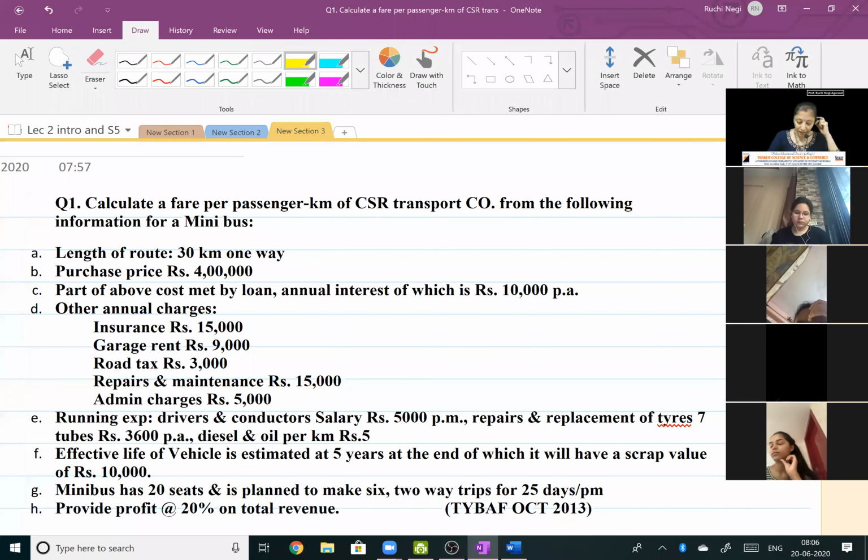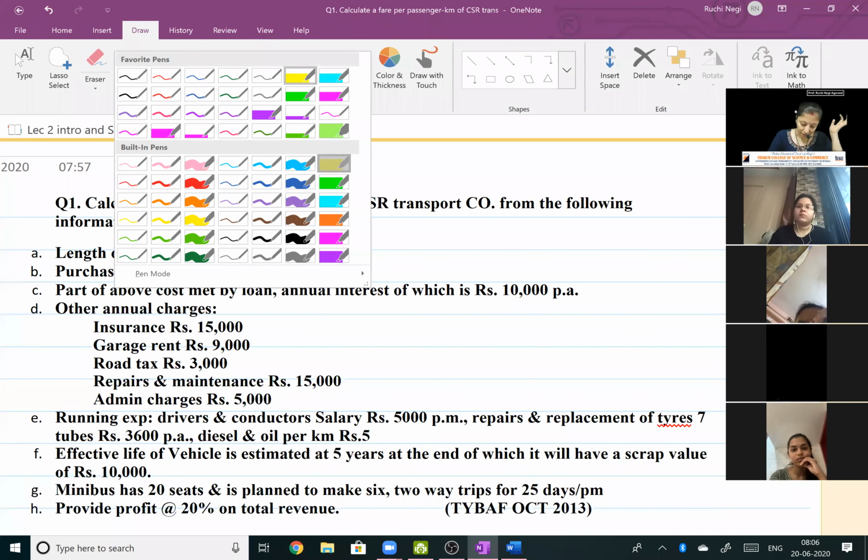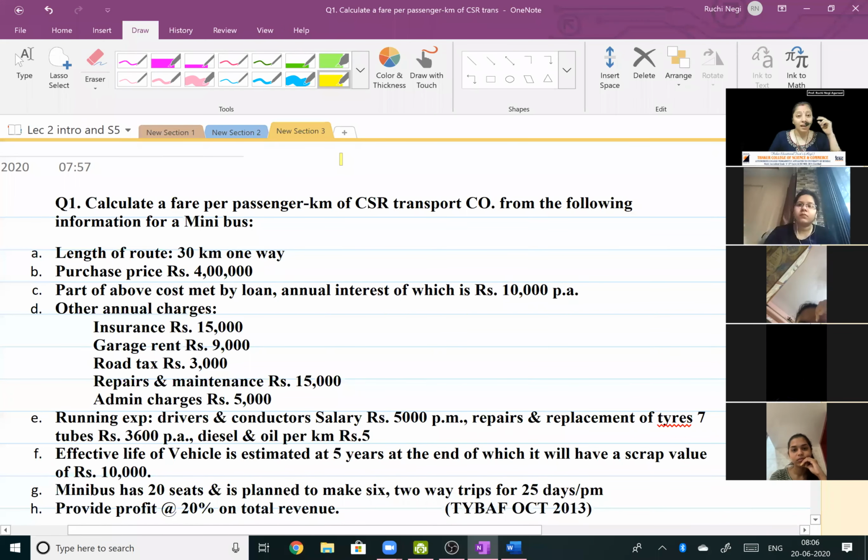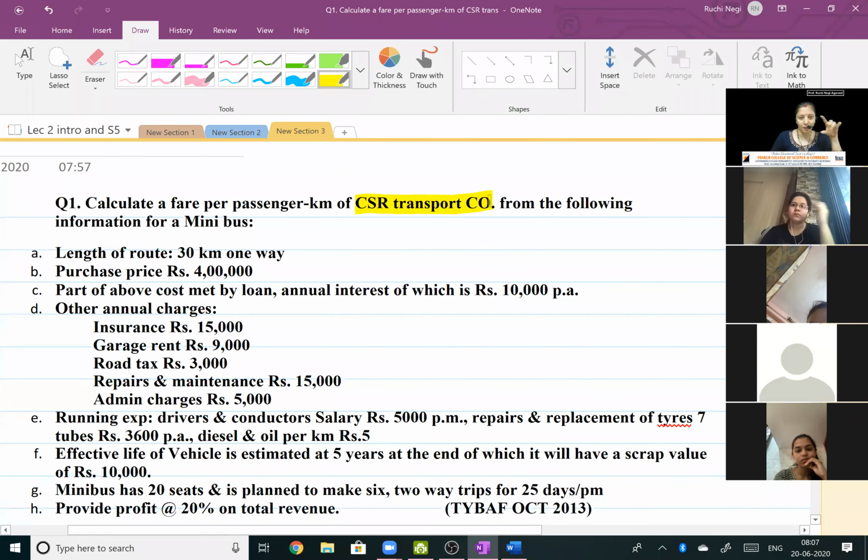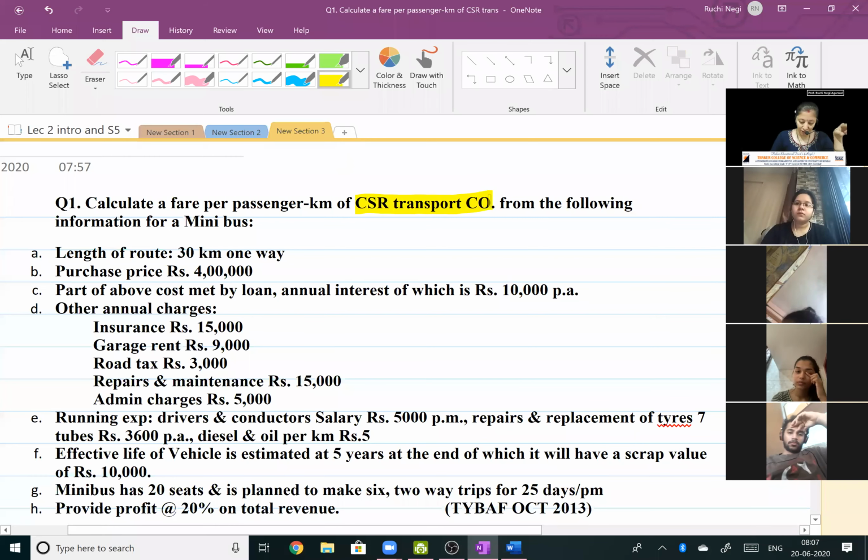Let us see the highlights of the question. Calculate a fare. Fare is the revenue. Calculate a fare per passenger kilometer of CSR Transport Company. So CSR is the transport company, so my operating cost sheet will bear the name of this company. Calculate the fare per passenger kilometer.